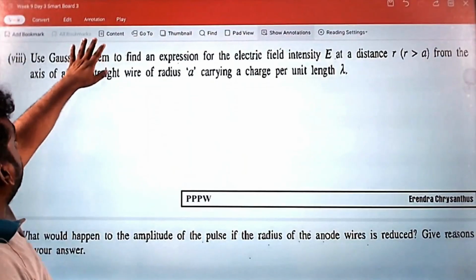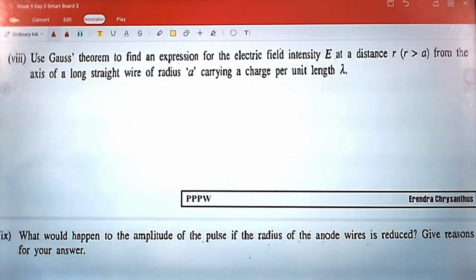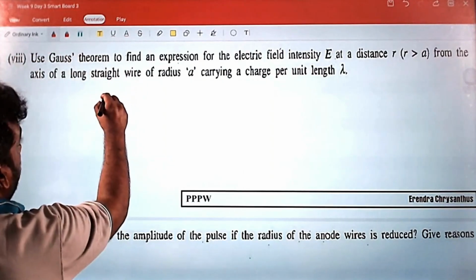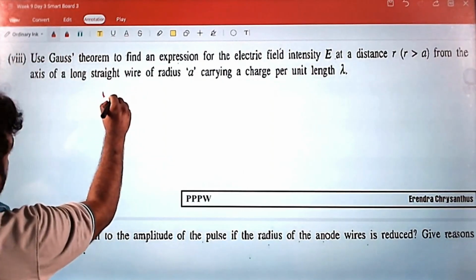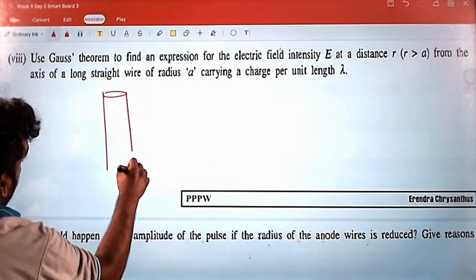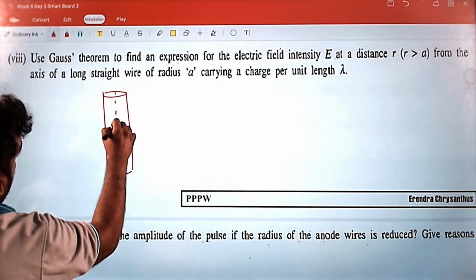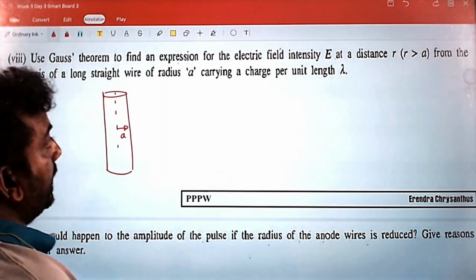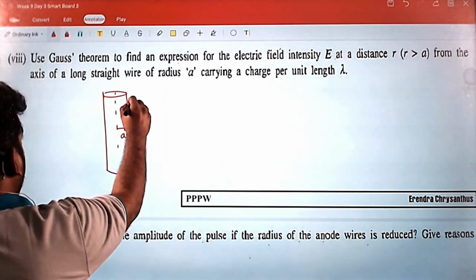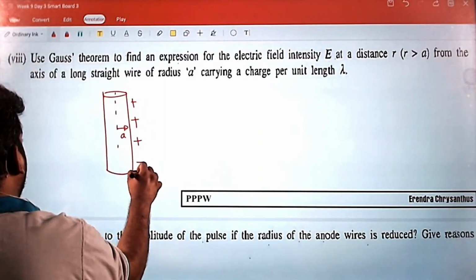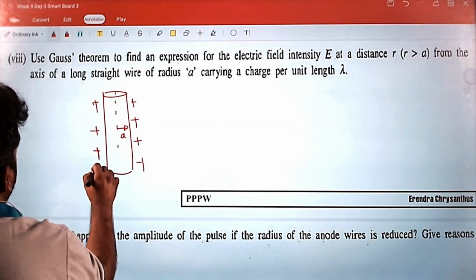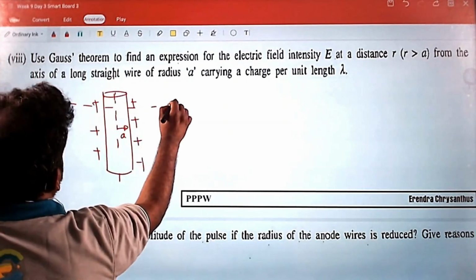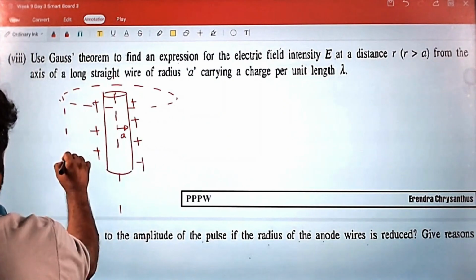Using Gauss theorem, find an expression for the electric field intensity at a distance r from a long straight wire of radius a, carrying a charge per unit length, lambda. So all charges are along a length, infinite wire, Gauss theorem.